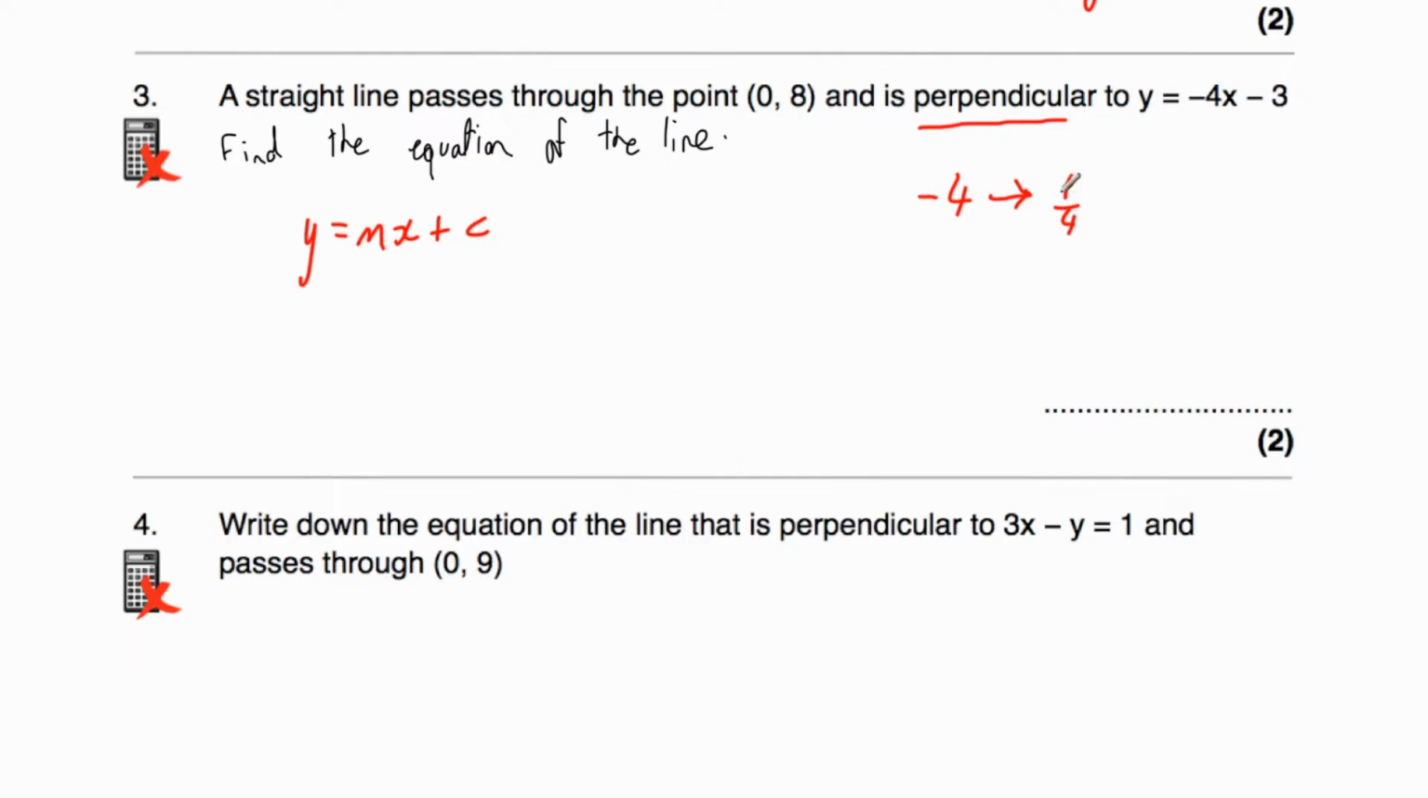So we're changing it from negative to positive, and we find the reciprocal of 4, which is a quarter. So our line will be y equals a quarter x, and then we've got plus c. Now, we know that it passes through the point (0, 8), and (0, 8) is quite a nice point. It's 8 on the y-axis, so the y-intercept would be 8. So our line will be y equals a quarter x plus 8. And that's it.